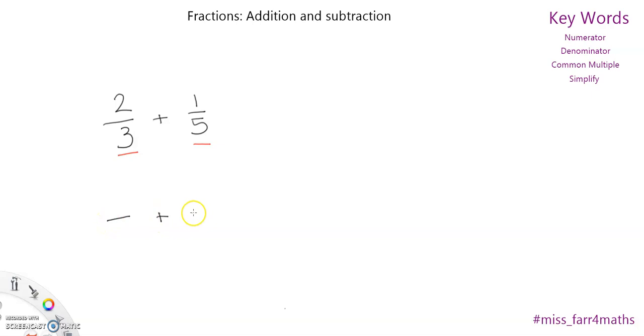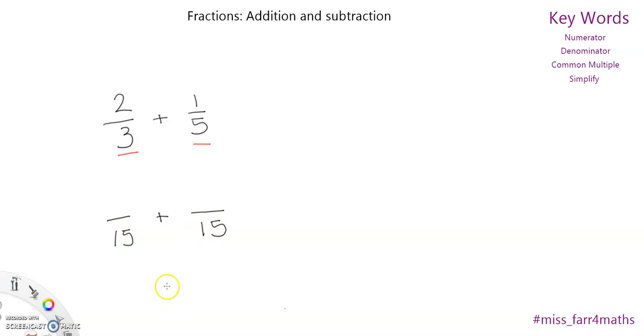So the easiest way to do this is to times the denominators together to give us a common multiple. So we're looking for a number that 3 will go into and also that 5 will go into, the common multiple. So the easiest way to do this is to simply times the denominators together. So 3 times 5 is 15 and 5 times 3 is 15.